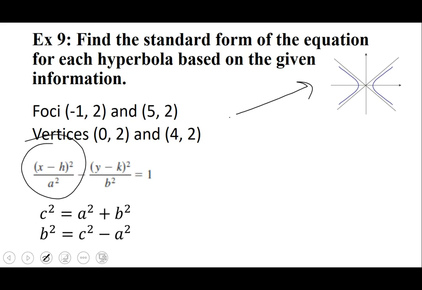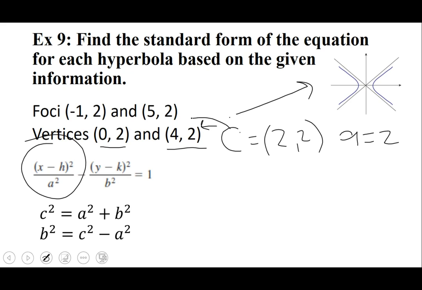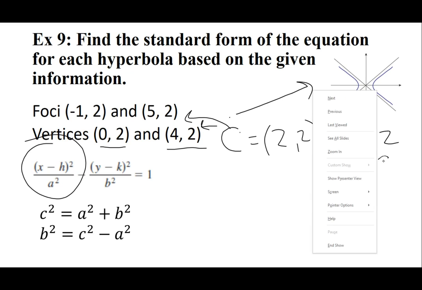So if I know that the vertices are (0, 2) and (4, 2), that means that the center of this hyperbola has to be exactly between them, which means that the center of this hyperbola has to be at (2, 2). Then compare the center to the vertices. Because the vertices are 2 units away, that's how I know that the a value is going to be 2. Compare the center to the foci. Because the foci are 3 units away, that's how I know that c is equal to 3.